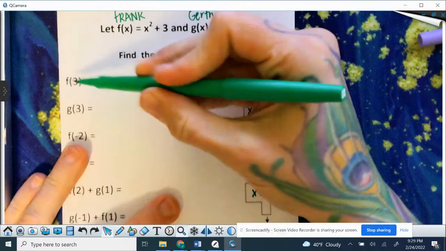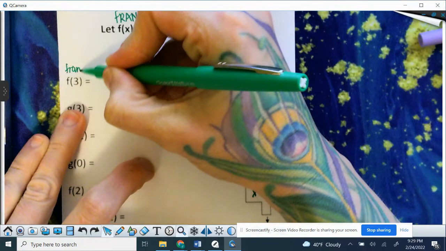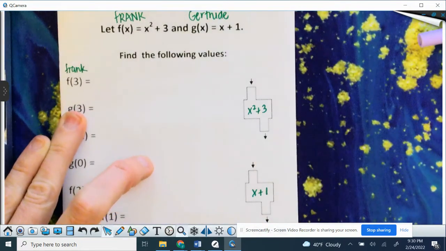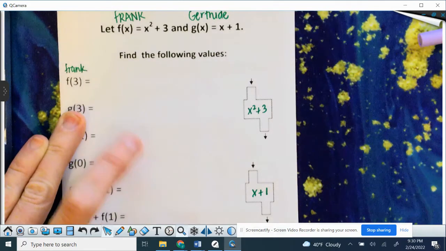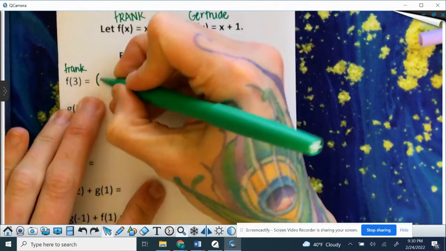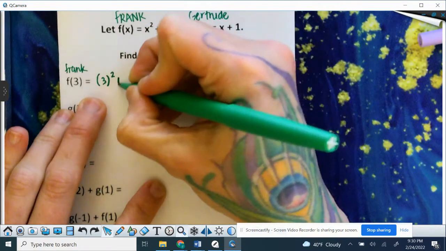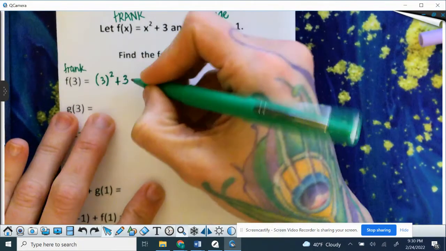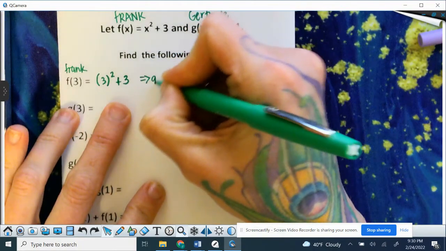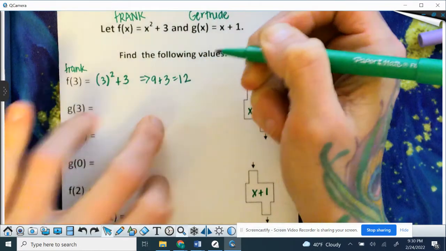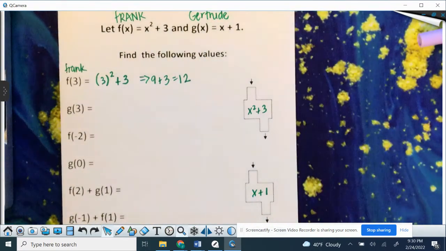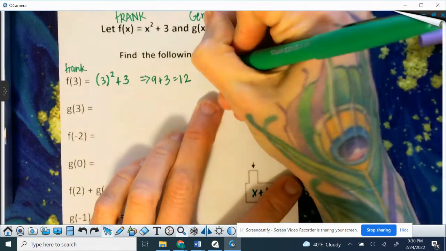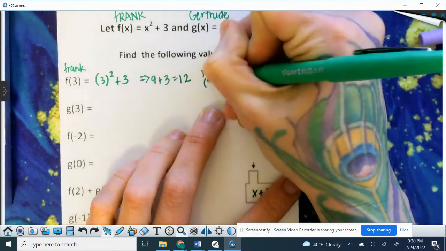When it says f of 3, this is Frank of 3. So when x is 3, in the Frank function, what is y? That's what it's saying. So I'm going to go 3 squared plus 3, because it was x squared plus 3. 3 squared is going to give me 9. 9 plus 3 equals 12. So y is 12 when x is 3 in f of x. So it's going to be y equals 12. As a coordinate, it'd be 3, 12.